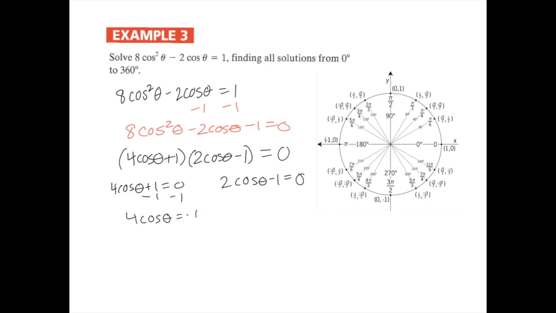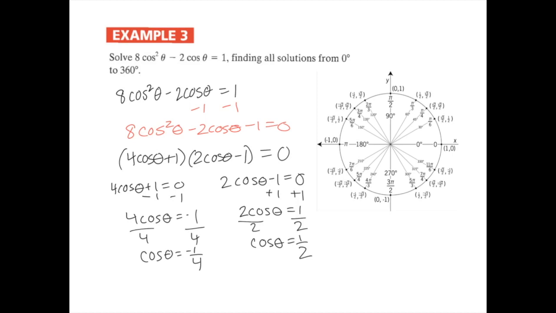So when I solve the first one, I get cosine of theta is equal to negative 1/4. And when I solve the second one, I get cosine of theta is equal to positive 1/2. Now we have to approach each of these separately and find the angles that satisfy each of these equations. But I'm going to start with cosine of theta equaling positive 1/2 because that's going to be a little bit more straightforward. And again, we're going to refer to our unit circle.